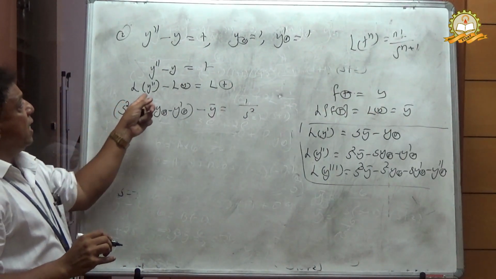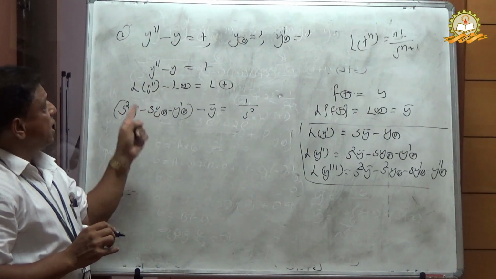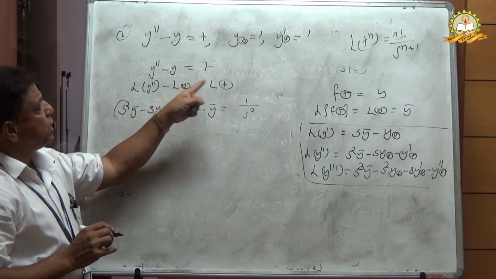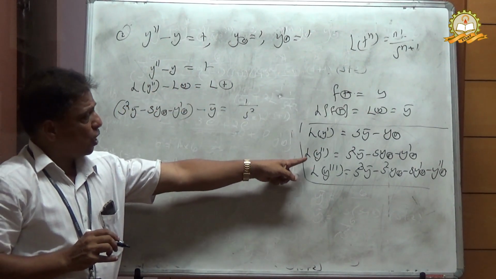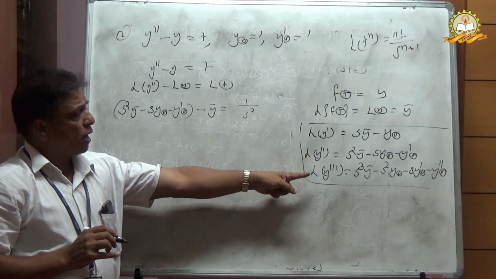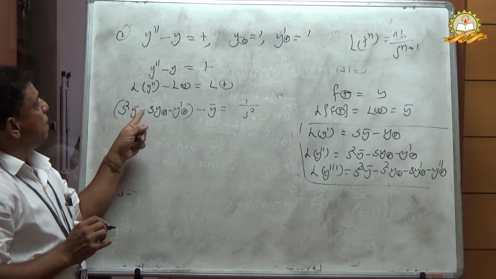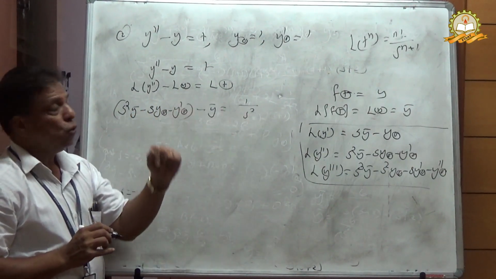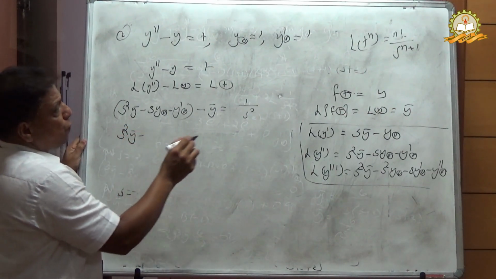Therefore, we take the Laplace transform on both sides of y double dash minus y is equal to t. L of y double dash minus L of y is equal to L of t. Using the result, L of y double dash is equal to s square y bar minus s y0 minus y dash 0. Therefore, s square y bar minus s y0 minus y dash 0 minus y bar is equal to 1 by s square. That is, s square y bar minus y0.